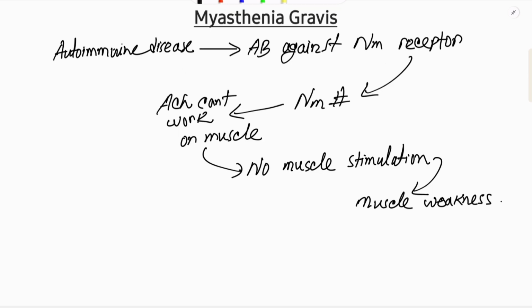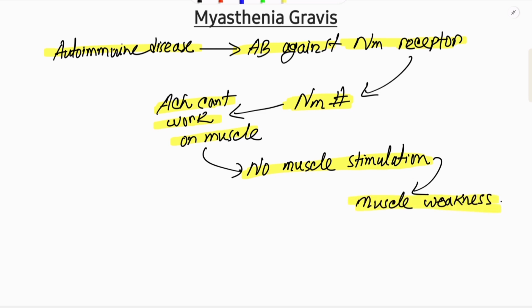So, what is myasthenia gravis? Myasthenia gravis is an autoimmune disease in which our body forms antibody against the NM receptor or nicotinic receptor, which are located on the muscle. As a result, NM receptors are blocked and acetylcholine, which worked on the NM receptor, cannot work now. As a result, there is no muscle stimulation or no movement of muscle, and this will clinically present as muscle weakness.